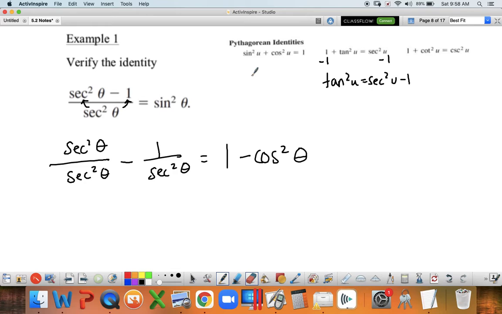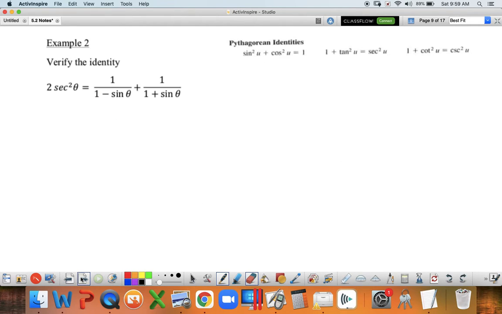Now, if I come back up to my Pythagorean identities and I say, well, if I move cosine squared over to the other side, I know that 1 minus cosine squared is equal to sine squared. So there, I've gone ahead and I've proven that the left side equals the right side. So I wanted to show you both approaches because a lot of these questions will have multiple ways that you can show or prove that these identities are true.